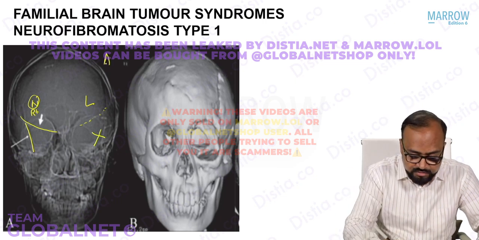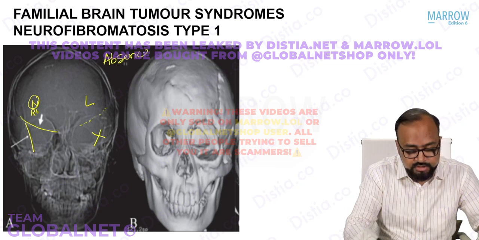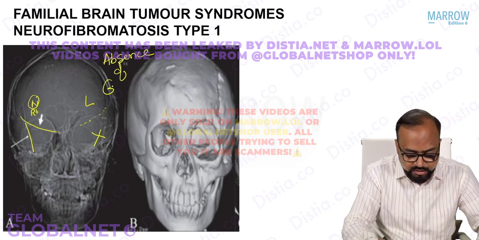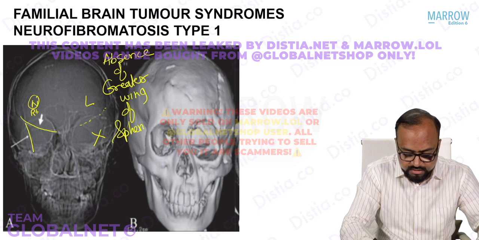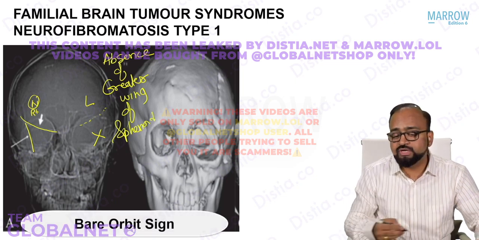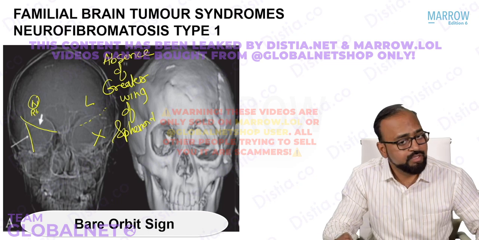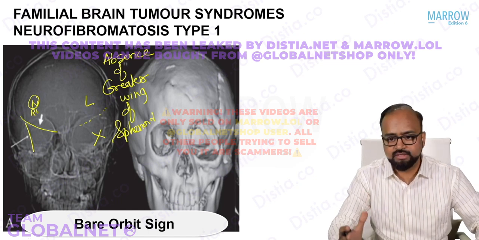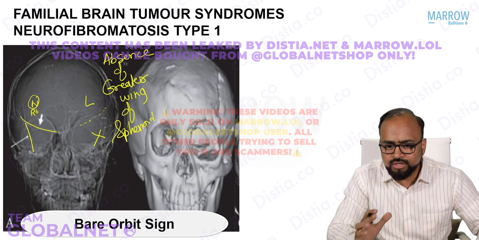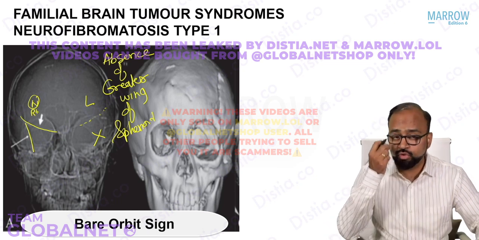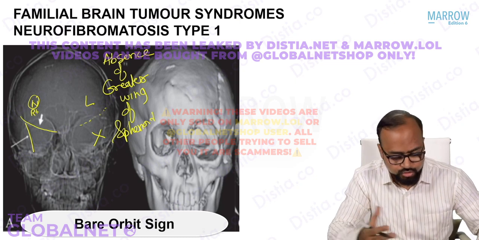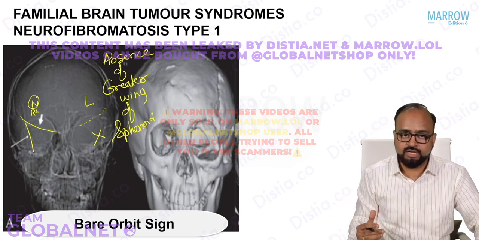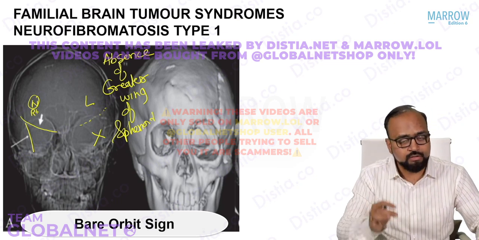So the absence or dysplasia of the greater wing of sphenoid makes this orbit appear bare. So this is what is called the bare orbit sign. So this is sphenoid wing dysplasia. Basically, the greater wing of sphenoid is not developed, right? This is also clinically associated with Lisch nodules, which are ocular iris based nodules. It can associate with cafe au lait spots. So these are all associations with neurofibromatosis type 1. Most common tumor is optic nerve glioma.